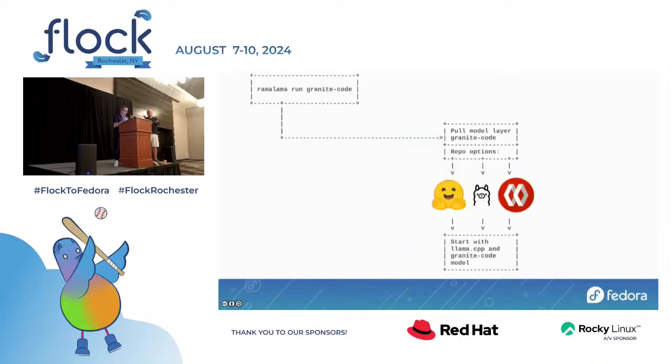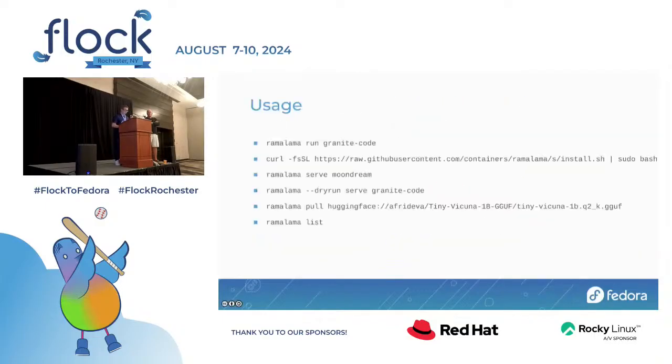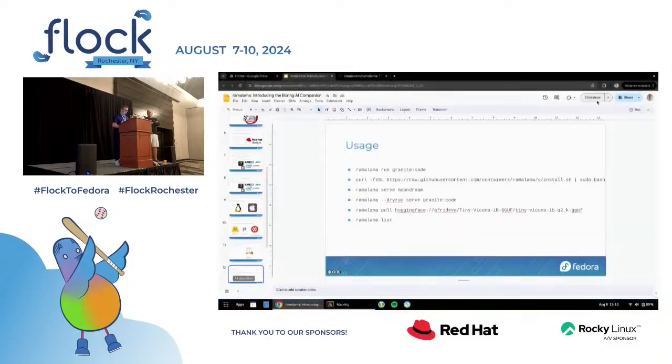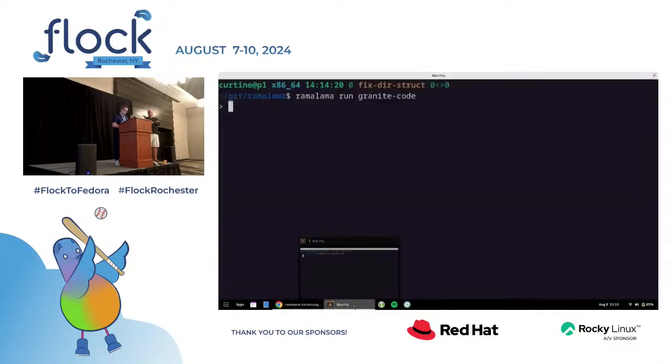So I'm going to show you a quick demo in a minute, but this is basically how it works. Granite Code is the new open source IBM model that's focused on code. It's really cool, actually. I recommend trying that out if you haven't. So you run ramalama run granite-code. It'll pull that model via one of the three repo options. The default as of today is Ollama, and then you'll basically start your model. So I'll just show you a demo of how that's done.